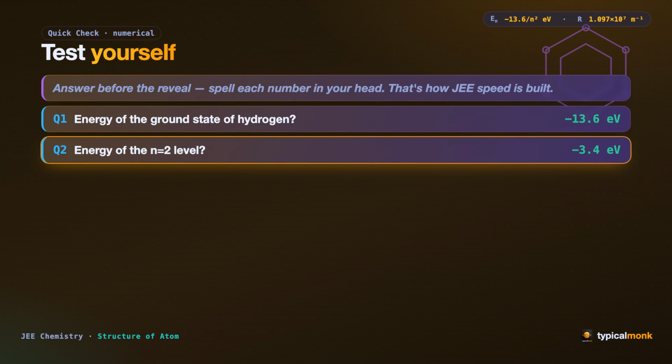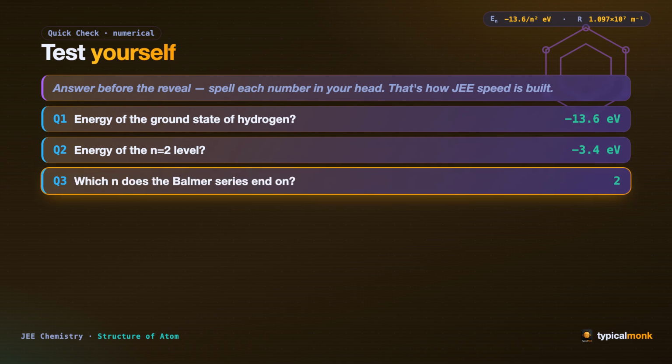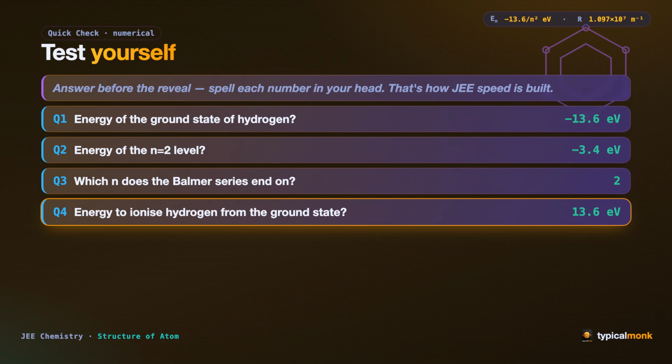Question 2. What is the energy of the second level? Minus 13.6 over 4, minus 3.4 electron volts. Question 3. Which level does the Balmer series end on? The second. Balmer always lands on level 2. Question 4. How much energy does it take to ionize hydrogen from its ground state? Lift the electron all the way from minus 13.6 to 0, 13.6 electron volts.